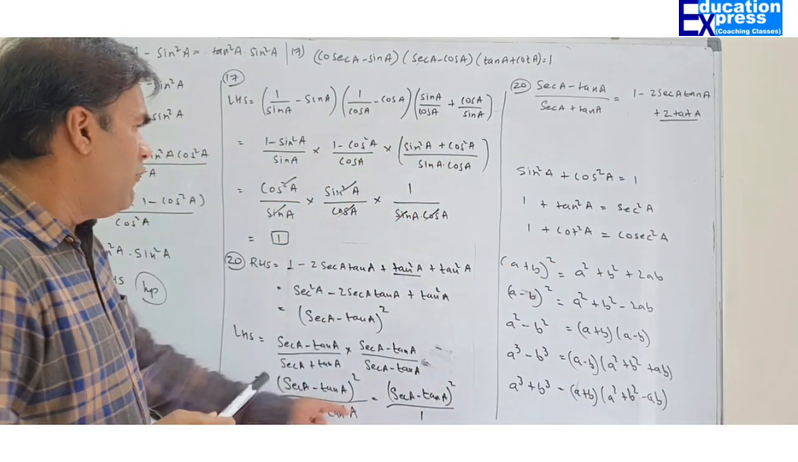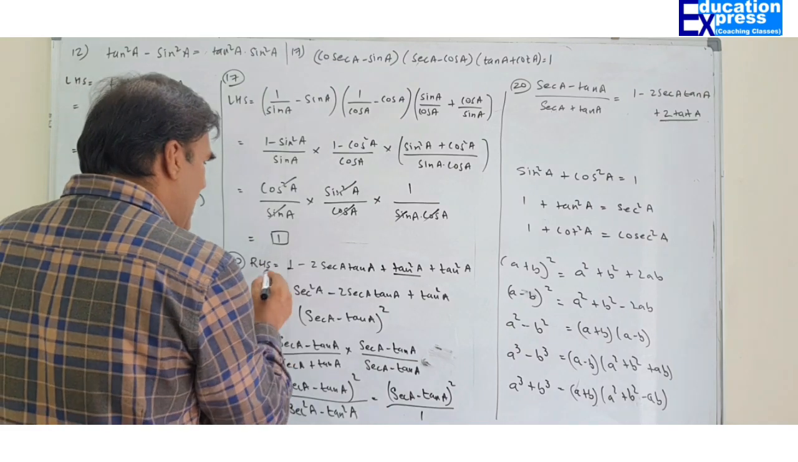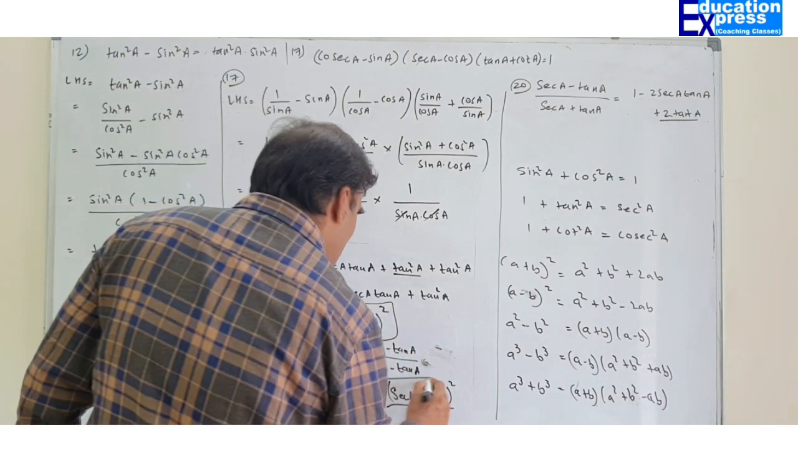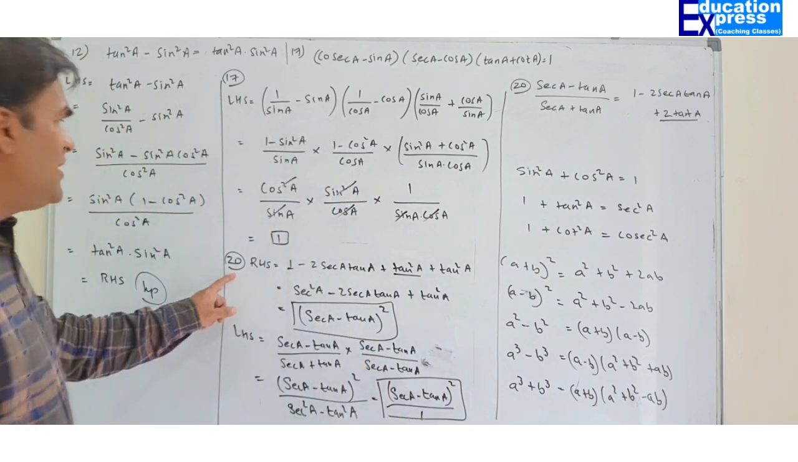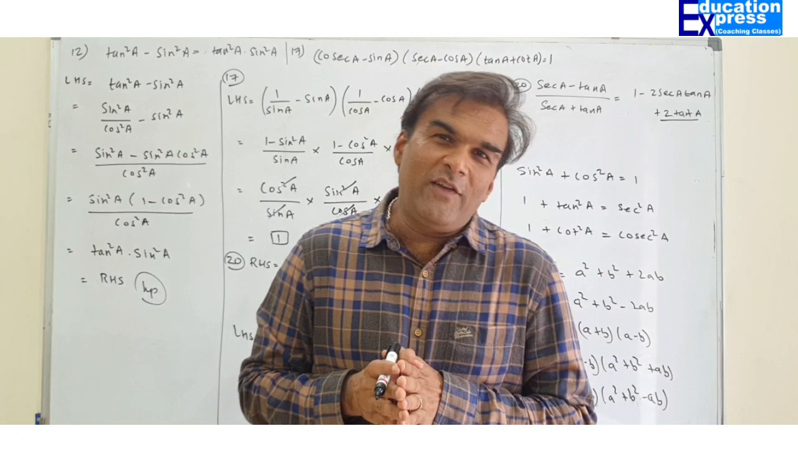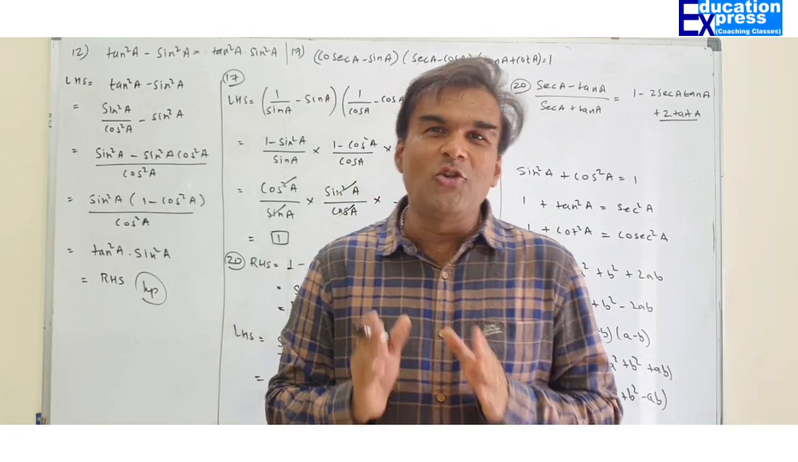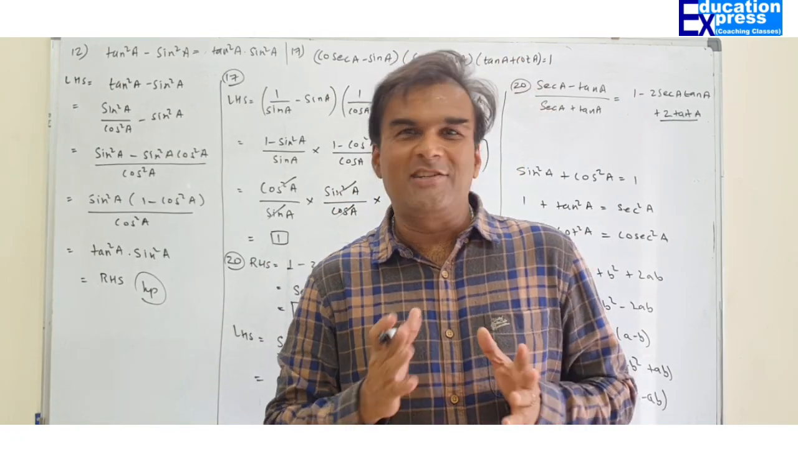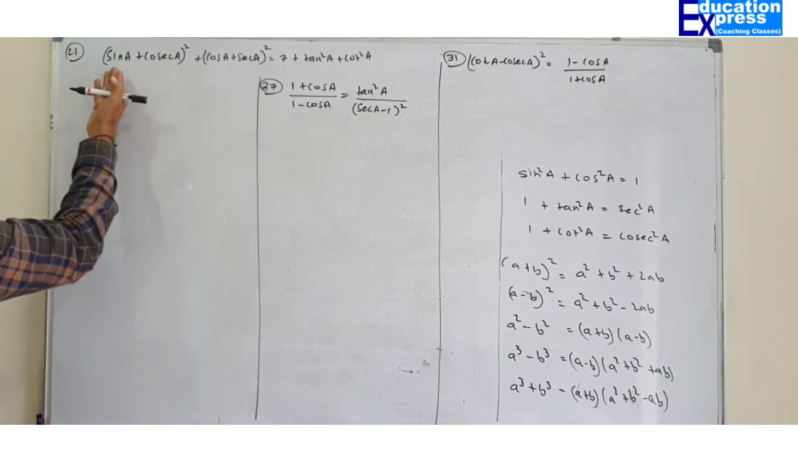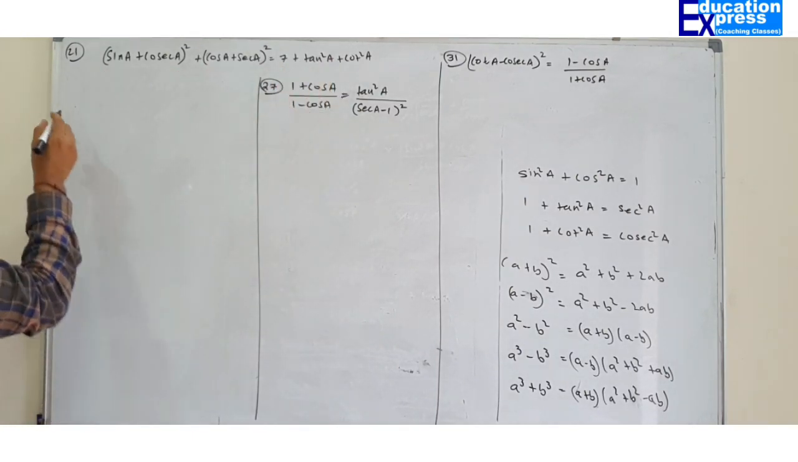So, what we wanted, sir, RHS was this, and sir your LHS is also the same. So LHS equals RHS. With this, my dear friends, your 20th question is also done. Let's move on to the next question. Let's move on to question number 21. It seems the question is too big, but trust me, it's a very simple question.